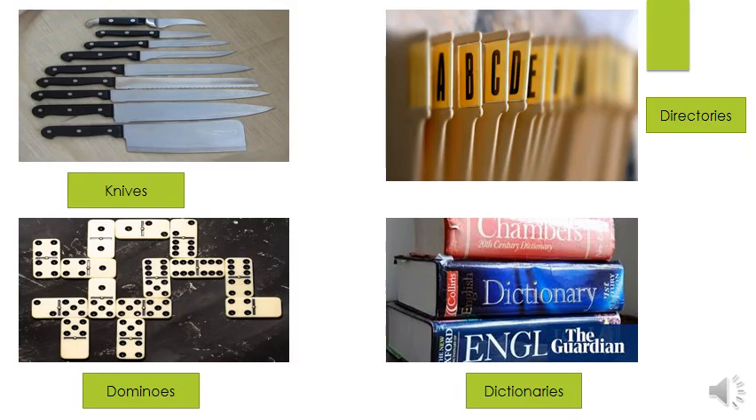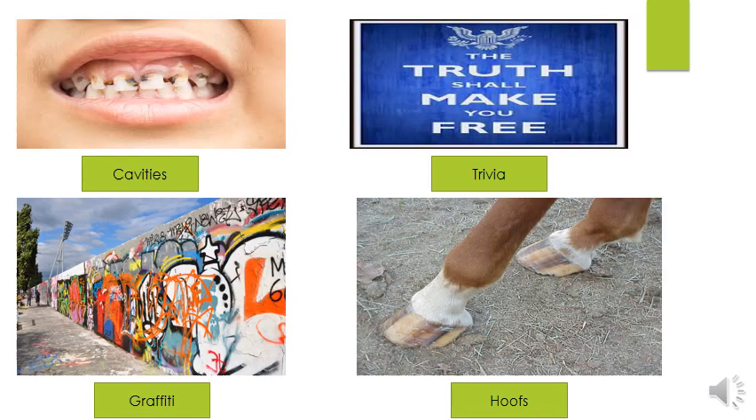Knives, these are the knives. Directories, as you can see here, A, B, C, D. Directories are signs that show you, for example, this is file A, this is file B, or the red color is for math, the blue color is for English. These are called directories. Dominoes, these are dominoes, it's a game. Dictionaries, of course, you all know what dictionaries are. These are cavities. They appear on your teeth due to eating a large amount of sweets, not taking care of your teeth, and so on.